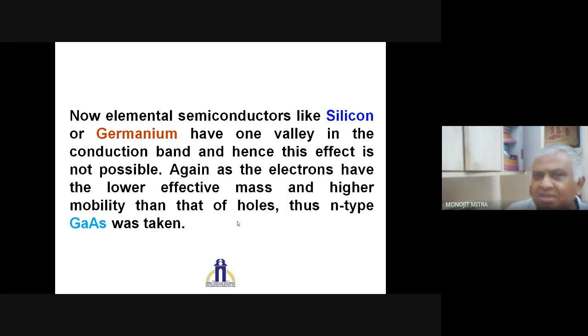So in that case, electron is preferable to hole. And that's why N-type gallium arsenide is used, because, as you have read in your semiconductor physics, any semiconductor material can be N or P type depending on the type of impurity concentration or dopant. But here, another important question your teacher may ask in a viva: why gallium arsenide, why not silicon or germanium? And the second question is why only N-type gallium arsenide, why not P-type?